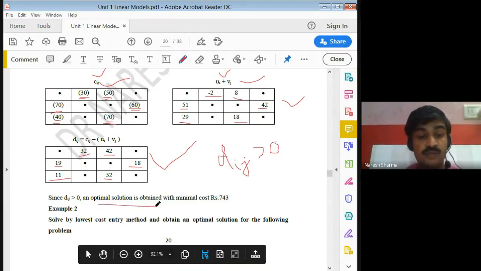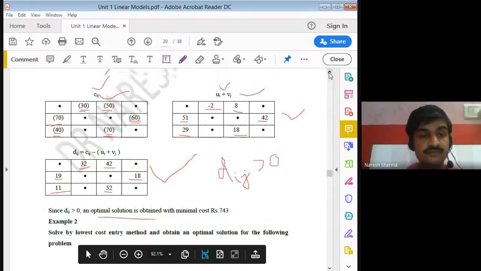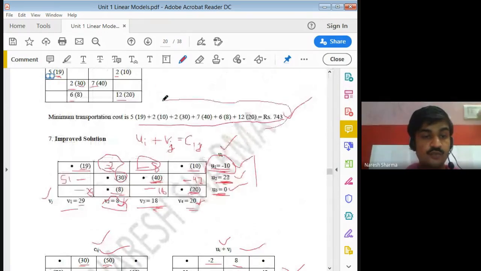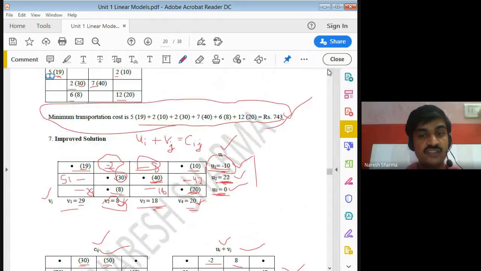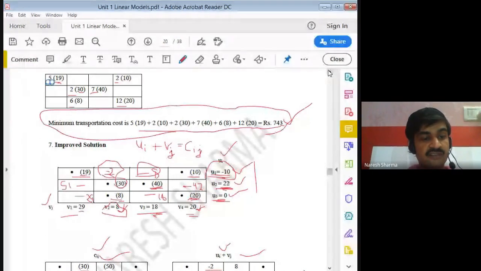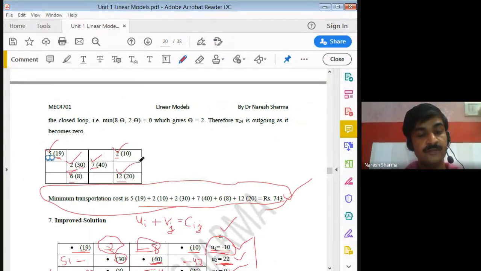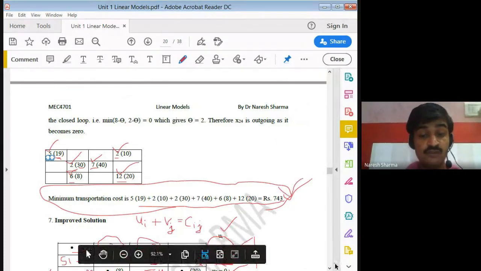But which solution is optimal? The solution you calculated just before this testing. So this solution is optimal. That means the variables allocation is already calculated, which is x11 is 5, x14 is 2, x22 is 2, x23 is 7, x32 is 6, and x34 is 12. So these are the values of variables, and the total cost, which is the minimum cost, the optimal cost, is 743.